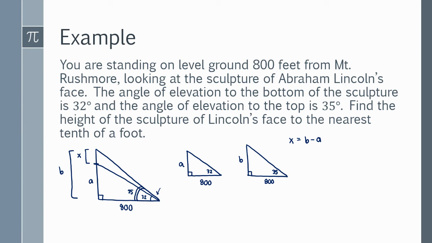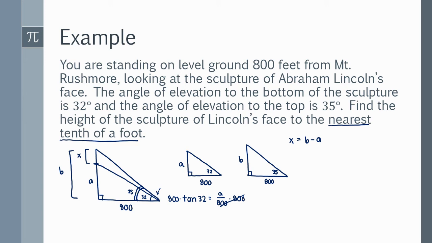Okay, so we're going to have to do trig twice. So I'm going to do both of these triangles. Notice that we're going to use tangent for both of these. So the tangent of 32 is going to equal A over 800. So I'm going to multiply both sides by 800. That gives me A. All right. It says that we want to round to the nearest tenth of a foot, but I don't really want to round until the very end.